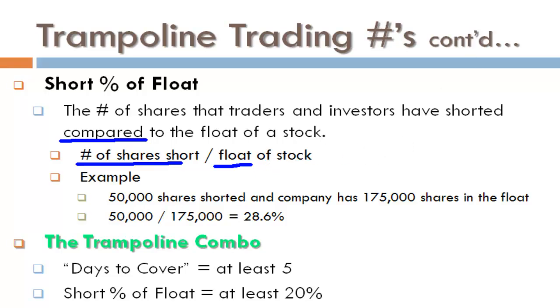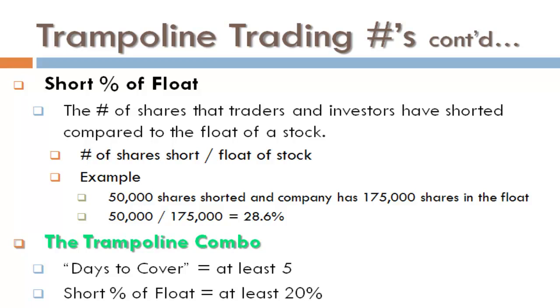So to put some numbers to this, there's 50,000 shares shorted and the company has 175,000 shares in the float. That would mean that 28.6% of the shares, or of the float, is shorted. So we'll get more into that. But this brings everything together now to the trampoline combo, that I like to call it, within the strategy.